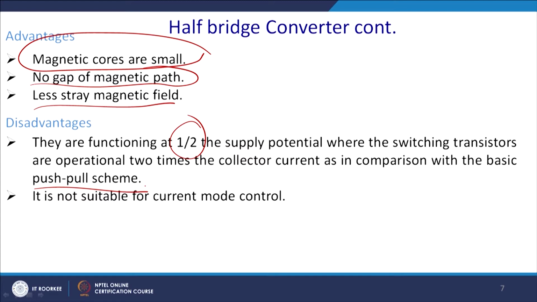And we will discuss a little later, it is not suitable for current mode control. There are two kinds of current mode control we have already discussed. One is peak current mode control, another is average current mode control. In this current mode control it cannot be operated. So, it will be most suitable for voltage mode control.